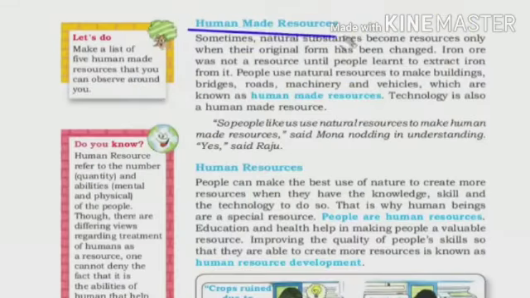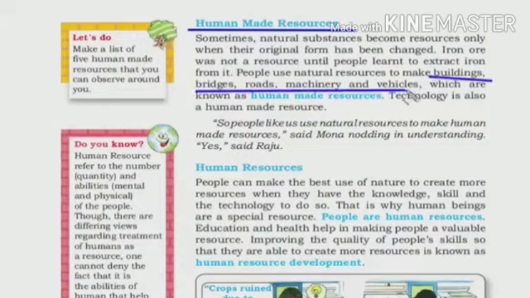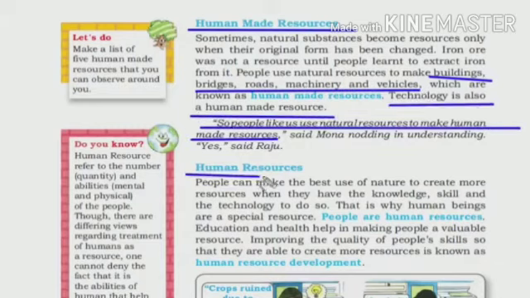Now let's read about human-made resources. By the name, it is pretty much evident that these are resources which are made by humans. Though the resources are acquired from nature, they are purely made by humans. Some of them are buildings, bridges, roads, machinery and vehicles. In fact, technology is also a human-made resource, which brings us to our next topic, human resources.